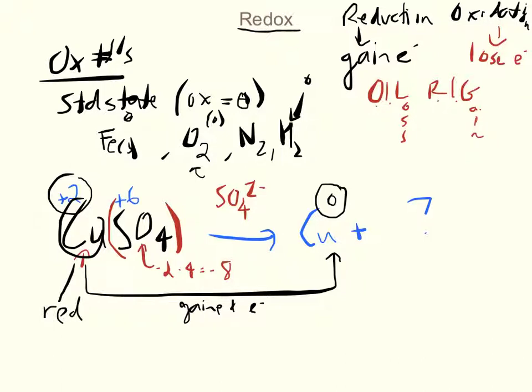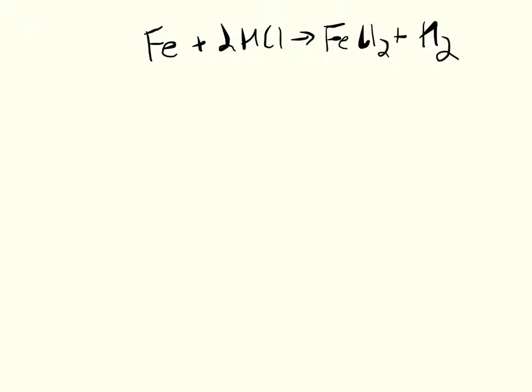We got to be able to recognize that if we're given a whole reaction and figure out what element is getting oxidized or reduced. So for example, let's say we had the reaction of iron and hydrochloric acid, 2HCl, which is going to produce iron chloride, FeCl2, and H2.